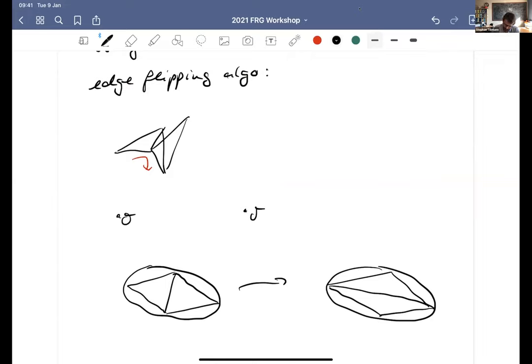Okay, and what does edge flip do up in the triangulation up here? The vertices are fixed, and it just replaces the two triangles I had before, namely this one and this one, by these two triangles here. Okay, and so I'm flipped in the right way.